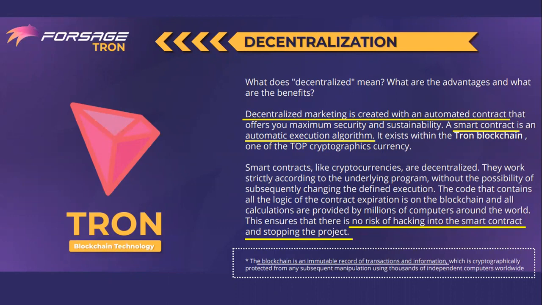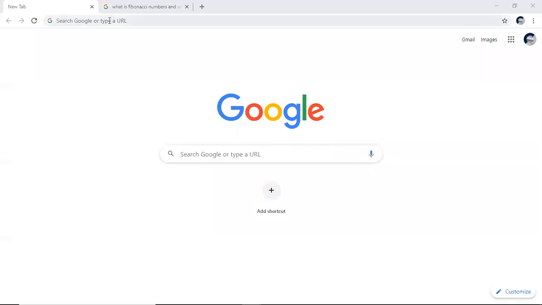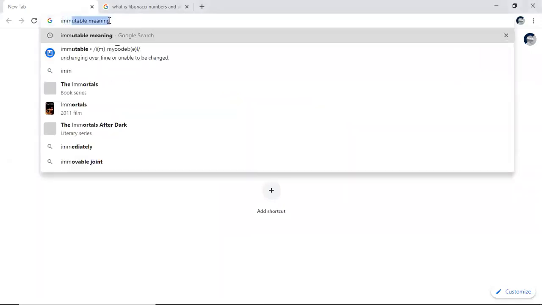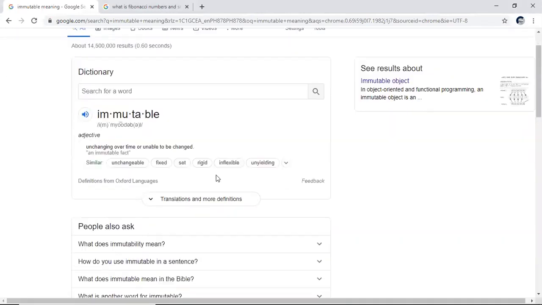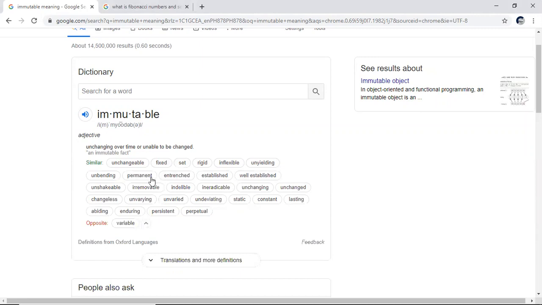Okay, let's go ahead and check out what immutable means in Google. So let's Google immutable meaning. What does it mean by immutable? Immutable is unchanging over time. It's fixed, it's set. And here I see it's permanent and established. So there is no changing the system, the codes.